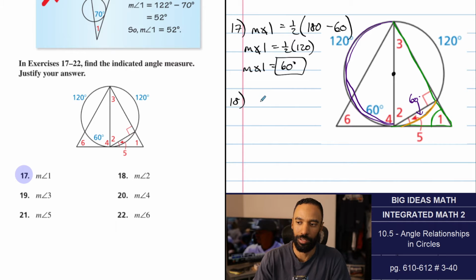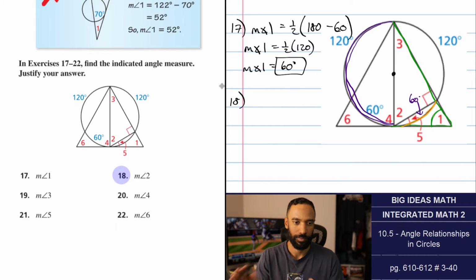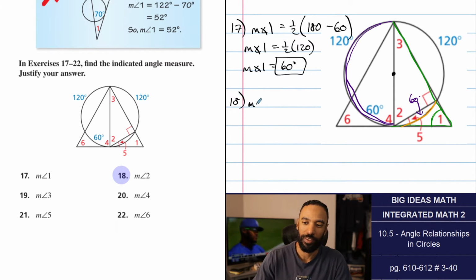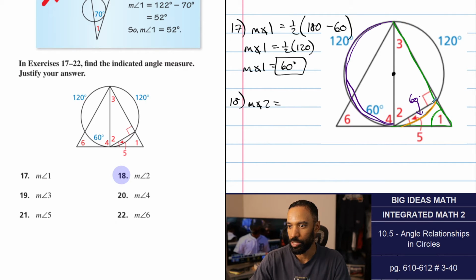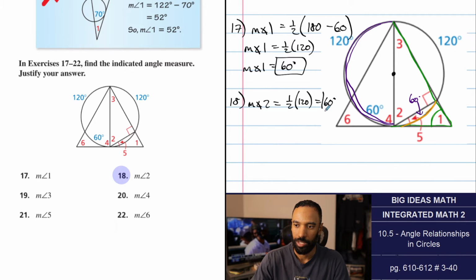Number 18, measure of angle 2. Now, like I said, I think everything here is symmetrical. So it seems like whatever 2 is, 4 is, whatever 1 is, 6 is, things like that. I don't see any reason why it's not, so I'm just going to use that. So measure of angle 2, that's this guy here. Angle 2 is an inscribed angle with this intercepted arc of 120 degrees. So the measure of angle 2 is just half of 120, which is also 60 degrees. So cool, a couple 60-degree angle measures there.